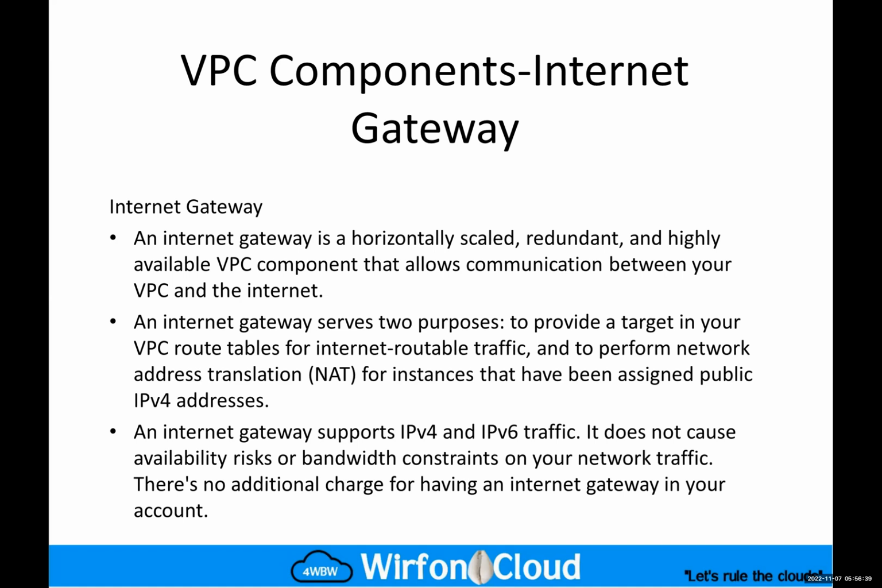The internet gateway supports IP version 4 and IP version 6 traffic as well. AWS claims that this does not cause an availability risk, even though there's just one internet gateway for the VPC, because it is a horizontally scaled, redundant and highly available component of your VPC, so you can rely on it not to become a bottleneck. There's also no additional charge for having an internet gateway in your VPC.